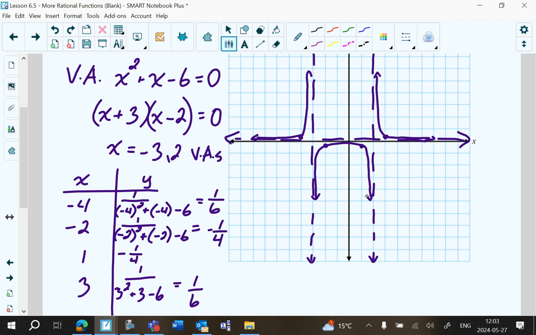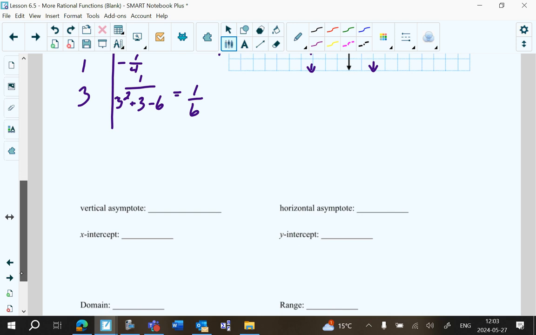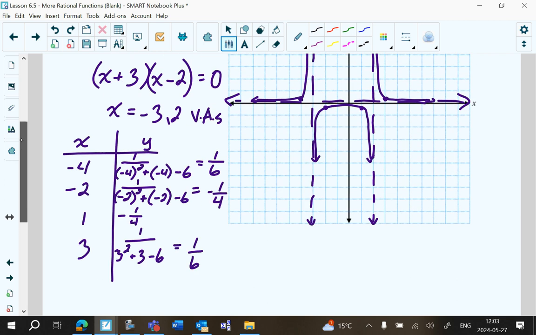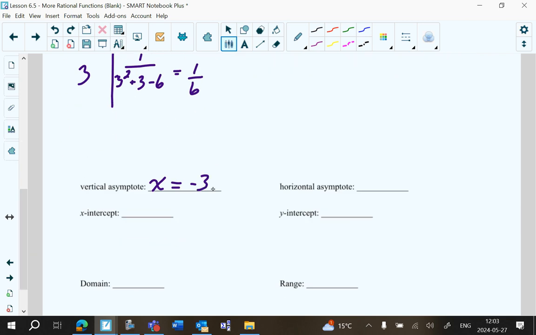So the vertical asymptotes are x equals -3 and 2. The horizontal asymptote is y equals 0. The x-intercept, because there's a horizontal asymptote at y equals 0, is none. The y-intercept, you have to plug 0 in. So you have to do 1/(0² + 0 - 6). Right? Did I get that right? Yeah, -1/6.